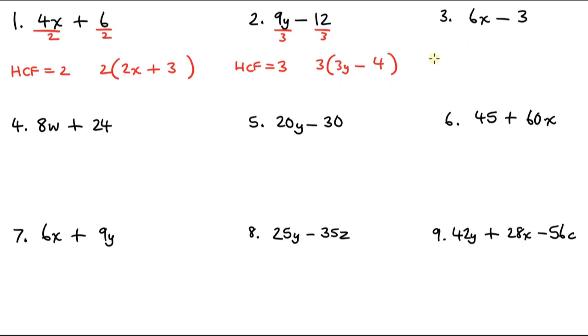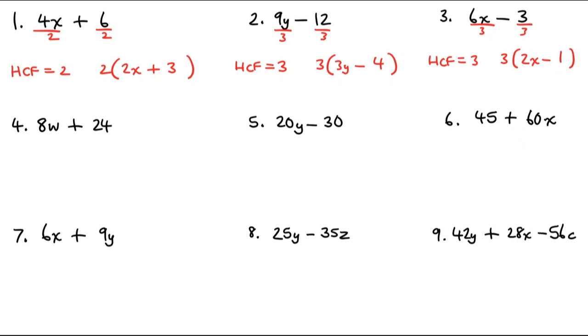Okay, question 3. The highest common factor of 6x and 3, well, that's going to be 3 again. So both of these questions have a highest common factor of 3. So the 3 is outside the brackets, and then inside the brackets, we're going to divide everything by 3. So 6x divided by 3 is 2x, and then we're going to subtract 3 divided by 3, which is just 1.